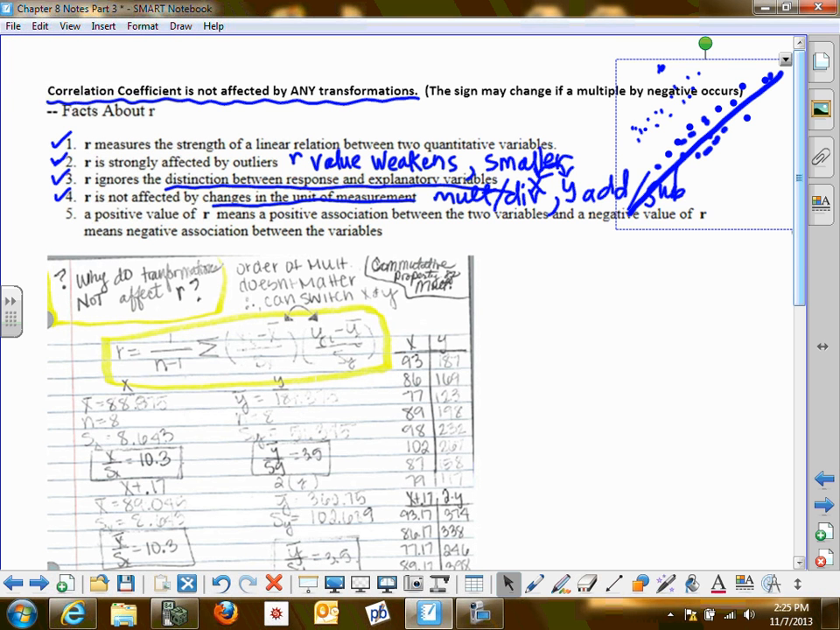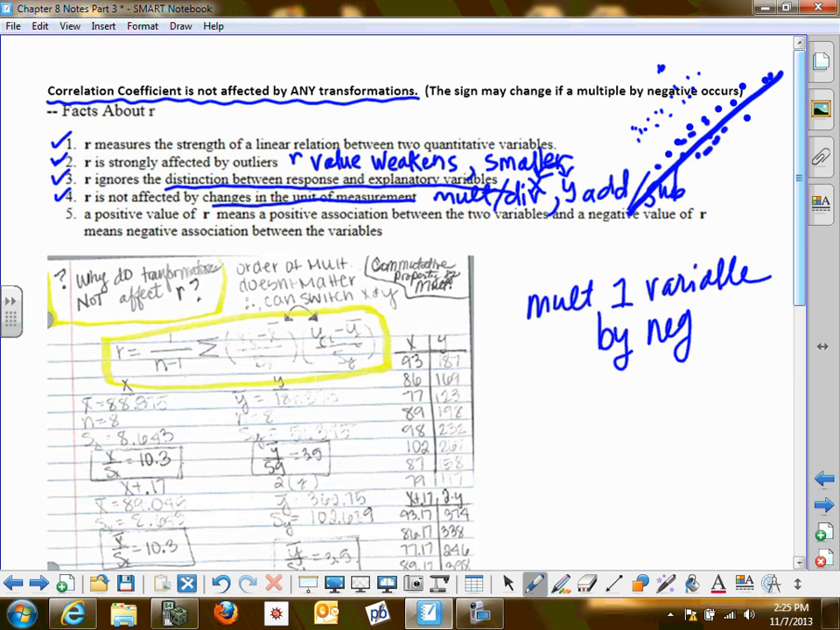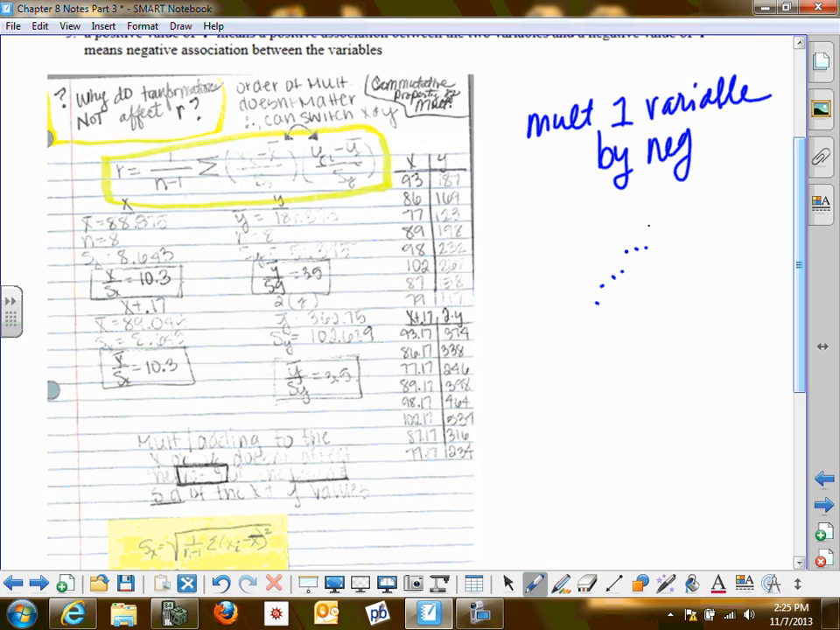The only exception is if you multiply one variable by a negative, that would change a positive correlation.